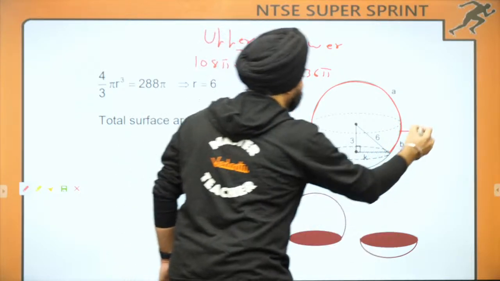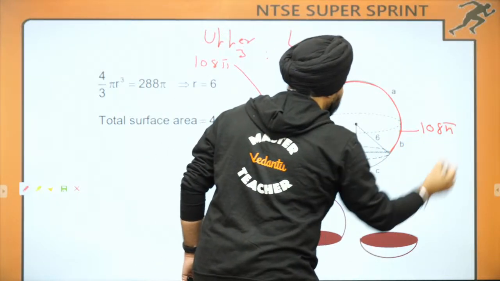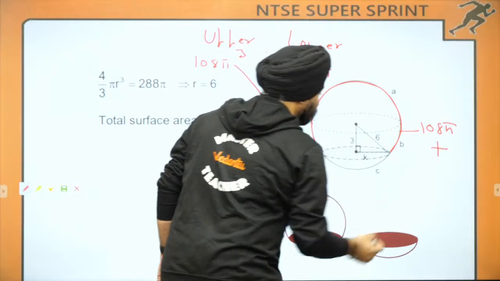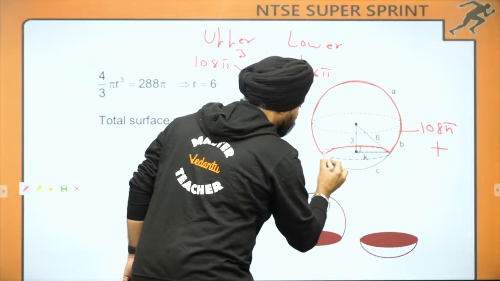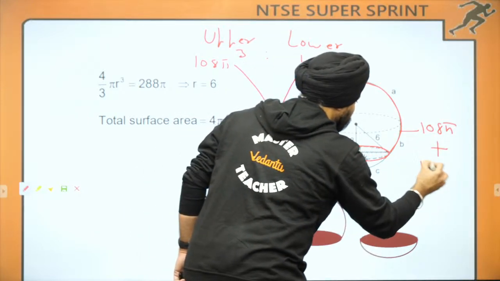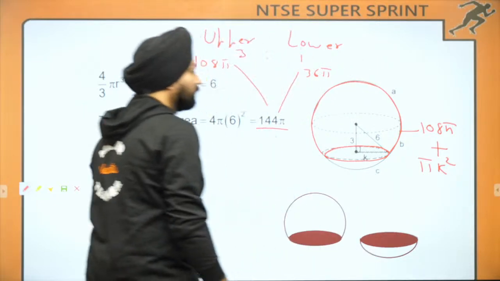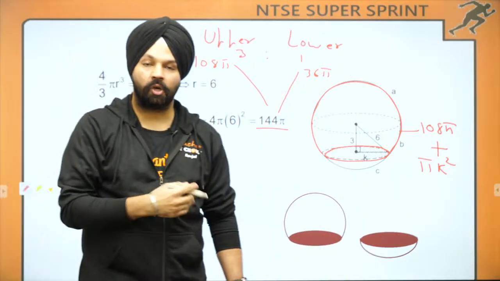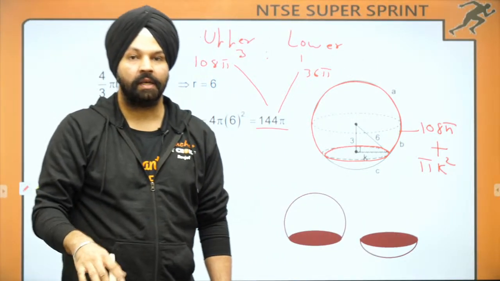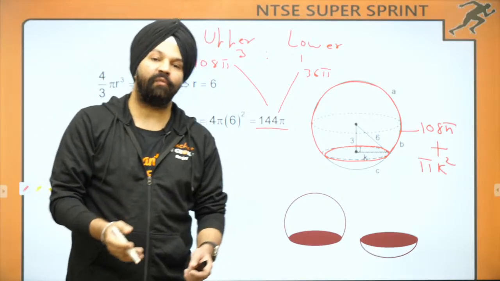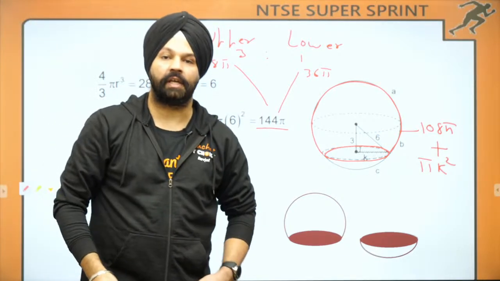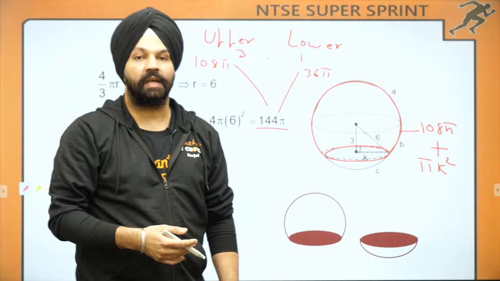this is 108 pi. To this you would be adding this circle, right? But I am not bothered about this circle, because now 108 is not the answer, 36 pi is not the answer, 144 itself is the total surface area. So obviously that is also not the answer.